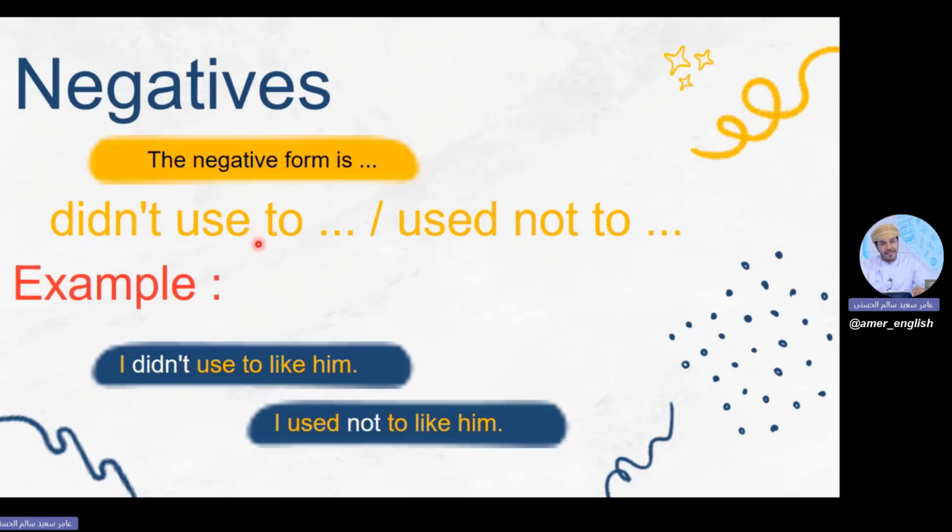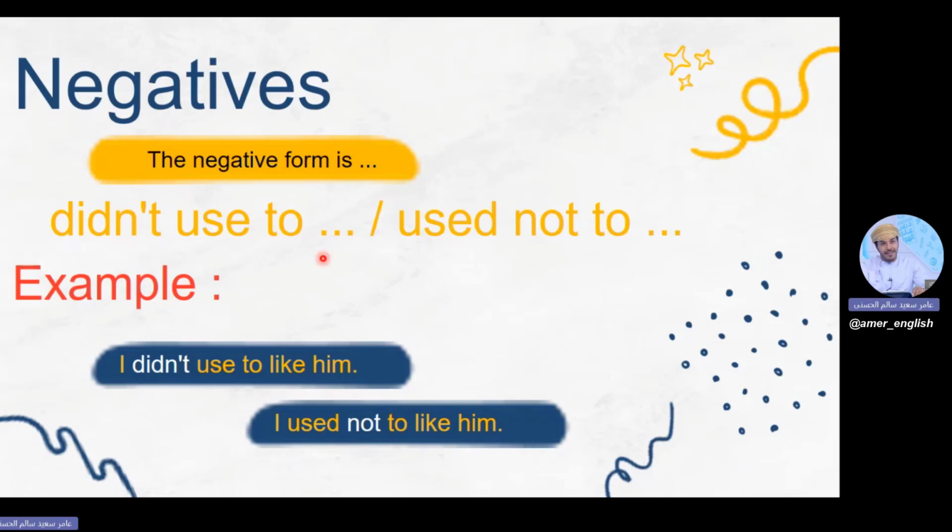Didn't use to plus infinitive. Or the other way is used not to. So in order to avoid didn't, we can delete it. We can use not to. So we will bring not after the verb used. And look at this one. It will remain the same with ed without using the auxiliary verb. Okay, so for example, we can say, I used not to like him. I used not to ride a bicycle. I used not to do something.